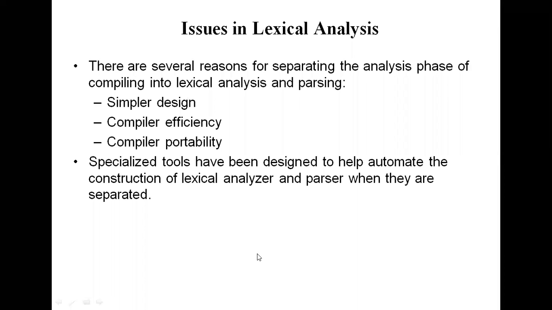And here we are using some specialized tools for designing the lexical analyzer. That means to help automate the construction of the lexical analyzer, we are using a specialized tool. That tool is nothing but the Lex tool. In the last class, I explained the compiler construction tools. There we have one tool, that is a scanner generator. We are implementing the scanner generator in the lexical analyzer, and the tool that we use for implementing the lexical analyzer is Lex.